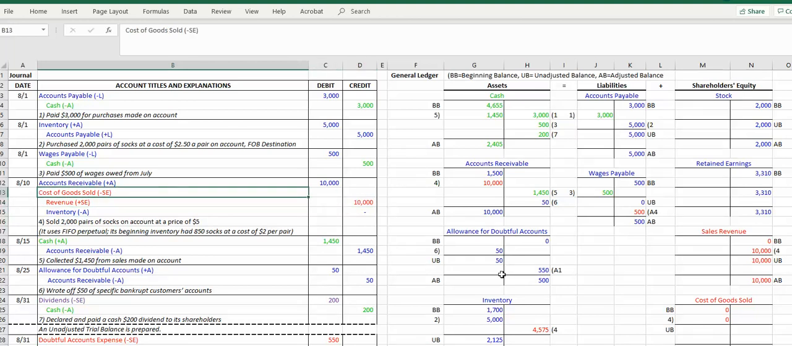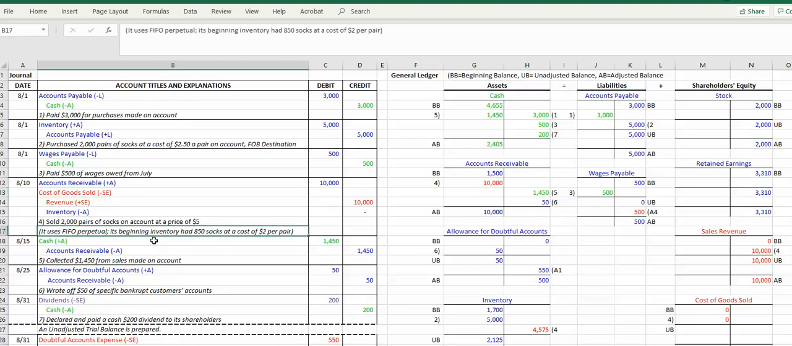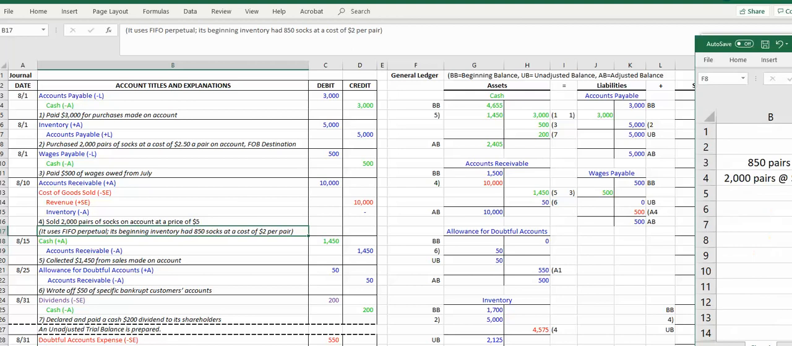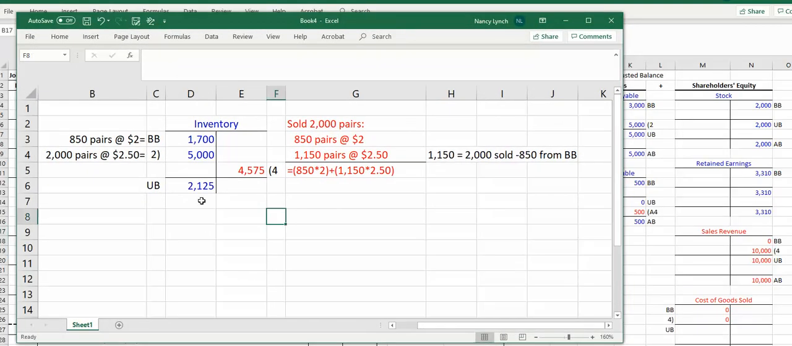Well, to figure that out, again, we need to know what method we're using. We're using first in, first out, and in that case we're assuming the older goods, the first ones that we bought, are the first to go out the door, regardless of what physically goes out the door. So I've got another spreadsheet here to show you what's happening. So if you look at, again, this beginning inventory, that consists of 850 pairs at $2 a piece. So when we make sales, we're going to sell those first, and then whatever we need to, we'll take from the rest.